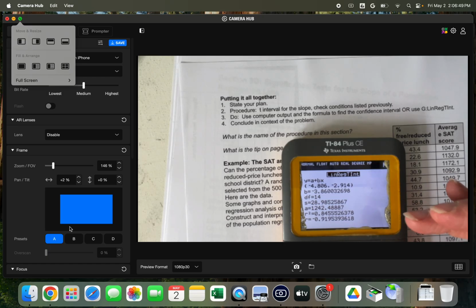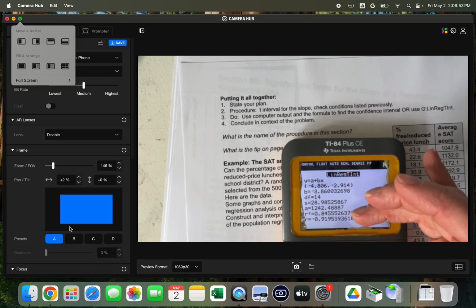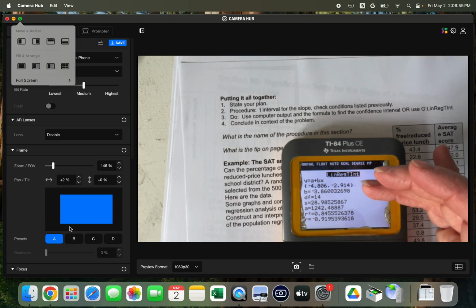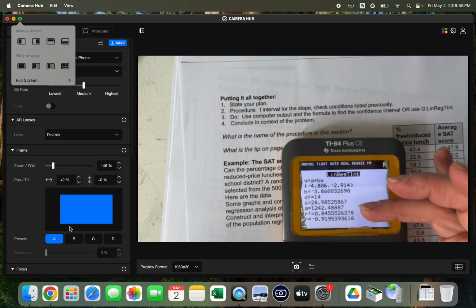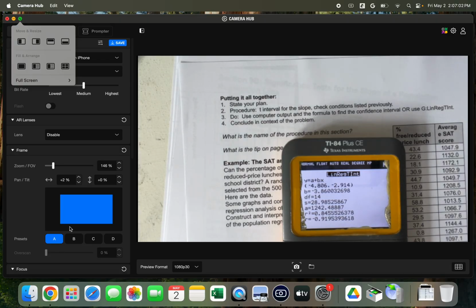There's the interval. All I ask is that you give me the interval, give me the slope, and give me the intercept. That LinReg TInt gives you other stuff too. It gives you the S, it gives you the R squared, it gives you the R. So it does give you other things. I just want you to give me the interval.